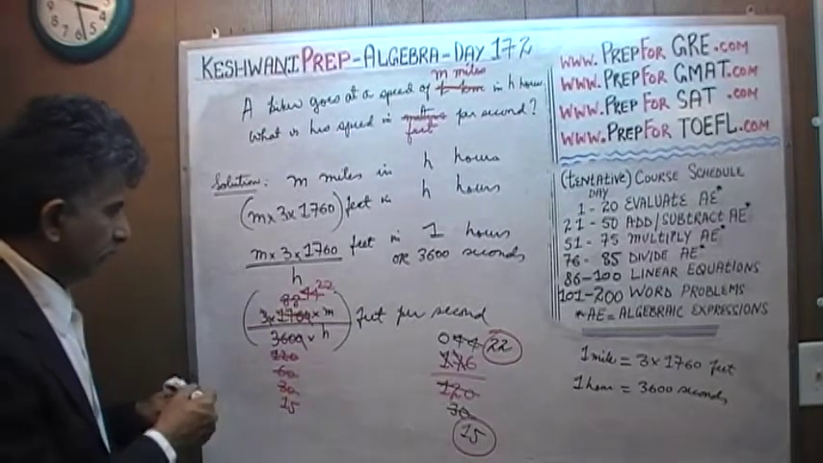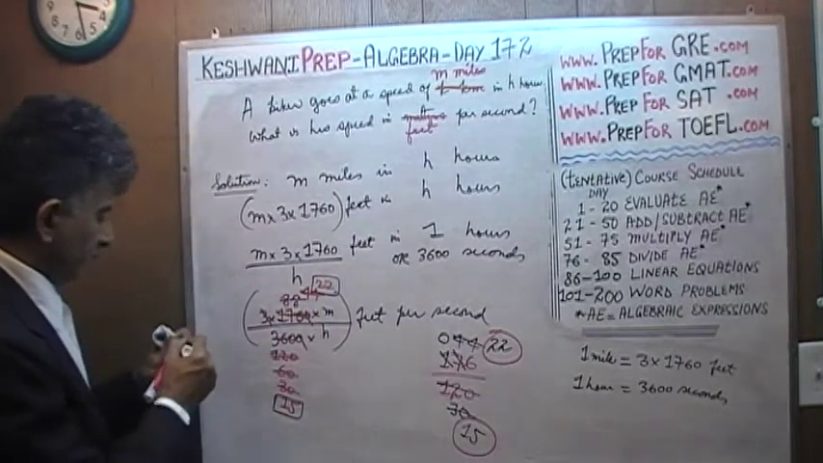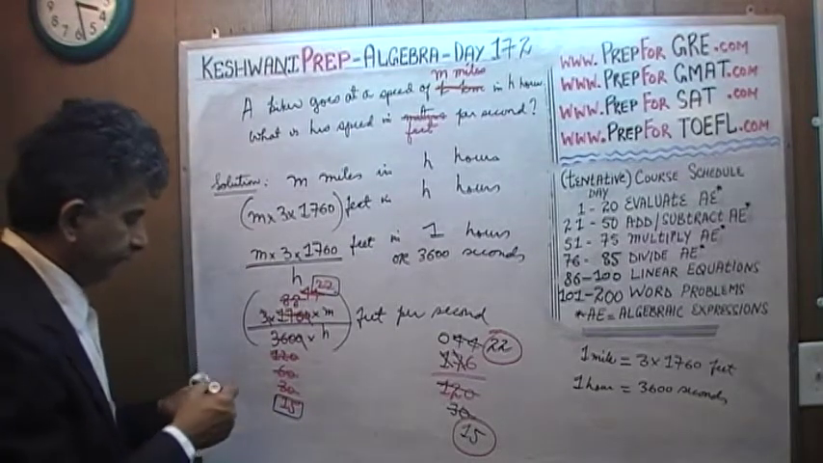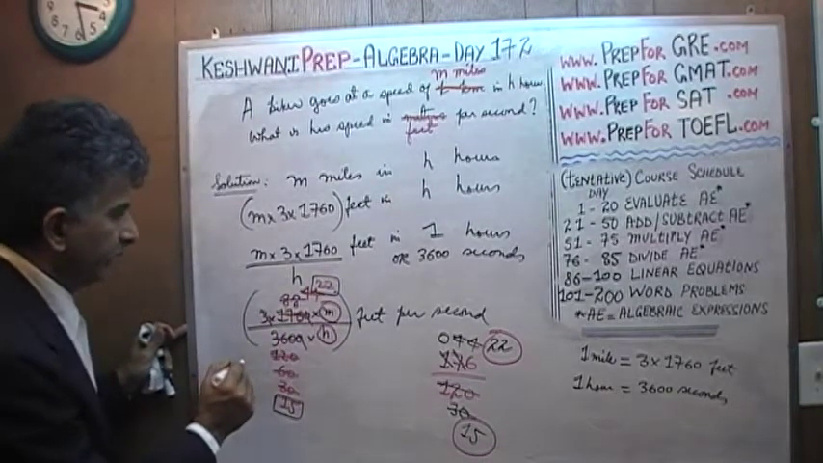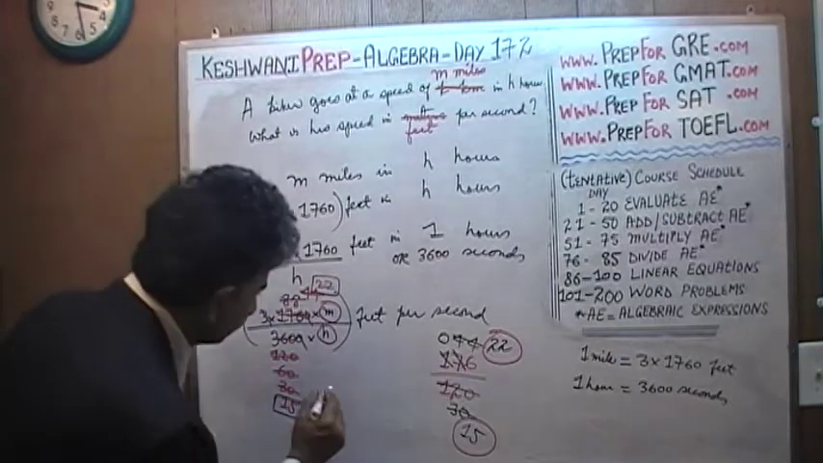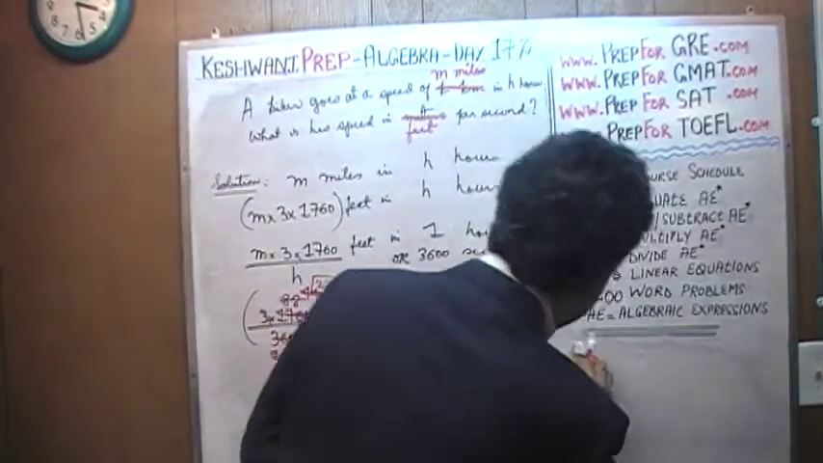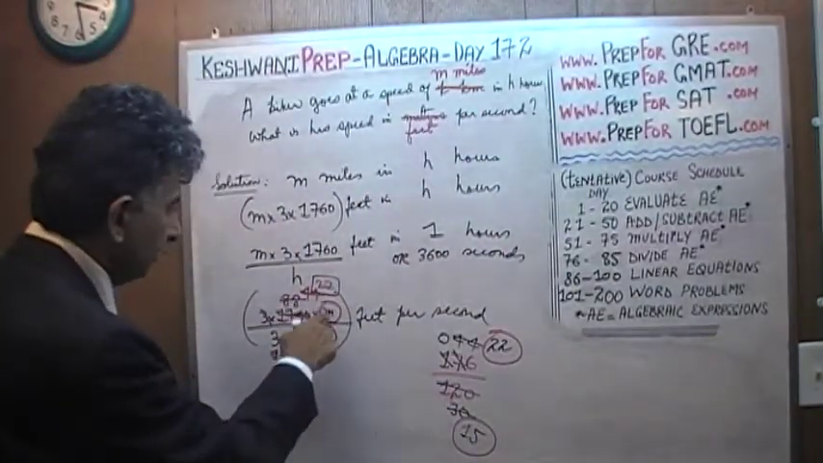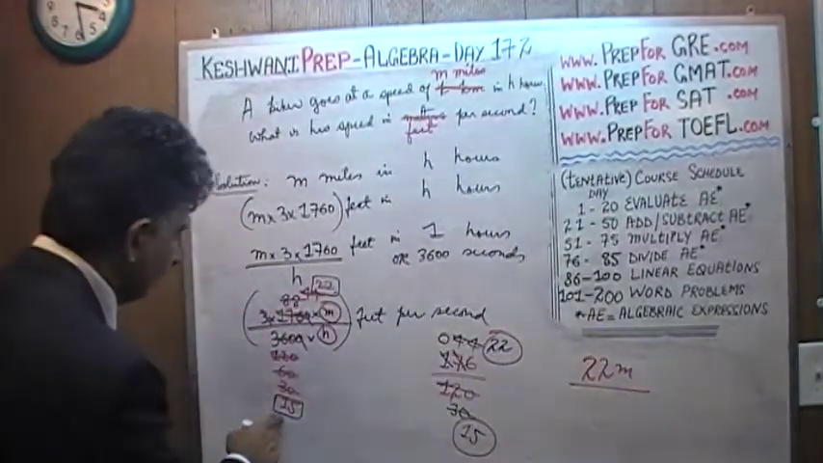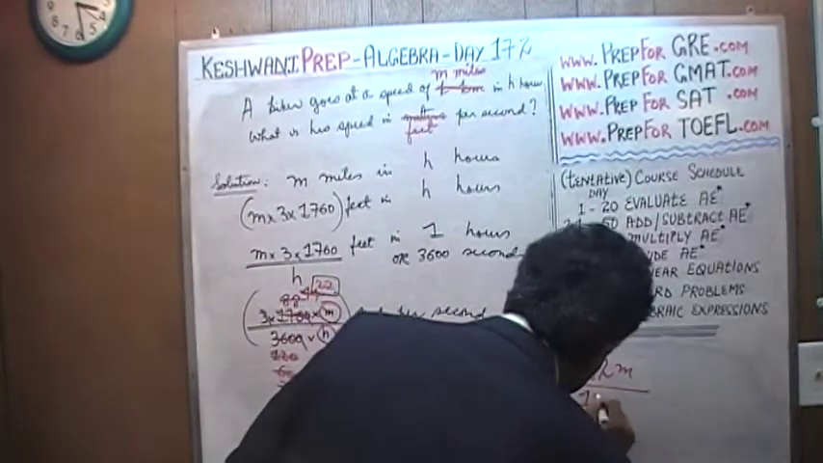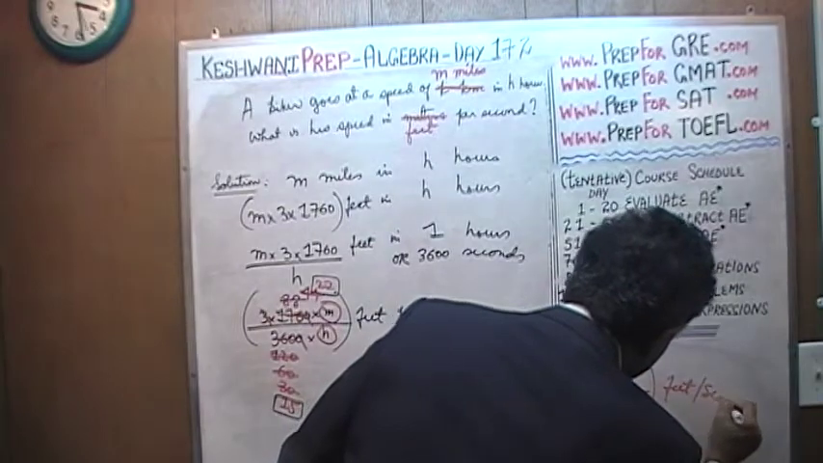22 over 15. And don't forget that on the top we have m, and on the bottom we have h. So let's put it here, the final answer. What we have finally is 22 times m over 15 times h feet per second. That's our answer.